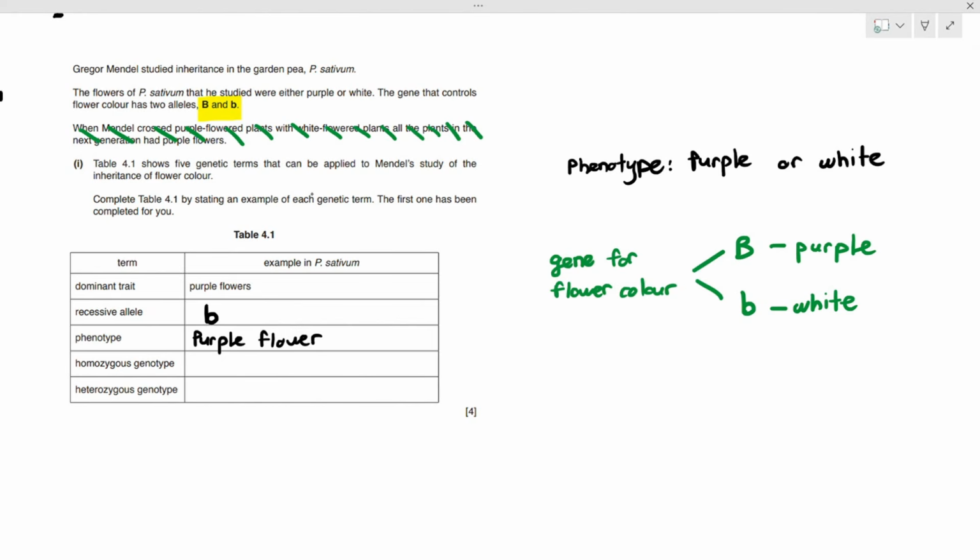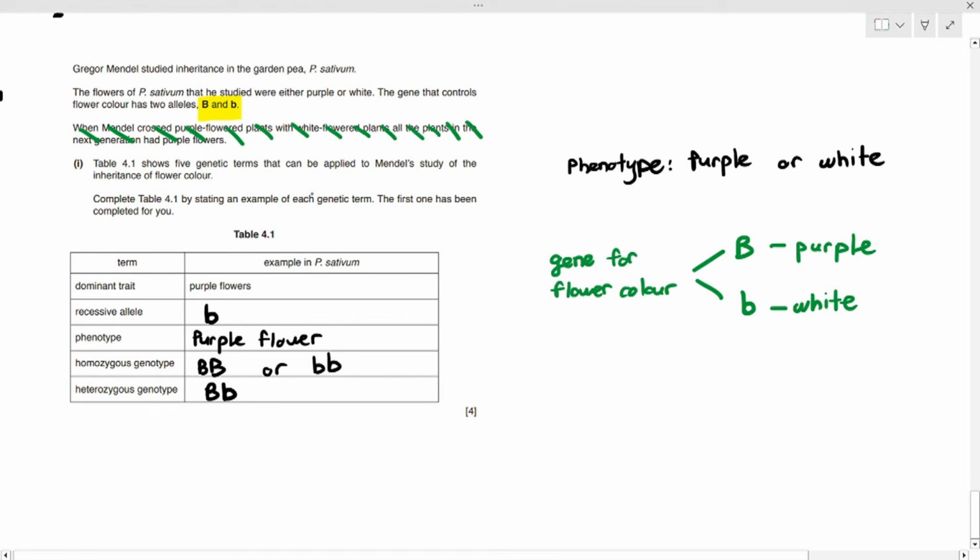Homozygous genotype. What does it mean by homozygous? Both the alleles are the same. It can be large B, large B, or small b, small b. Heterozygous genotype, large B, small b, because there are two different alleles at the same time in the genotype.